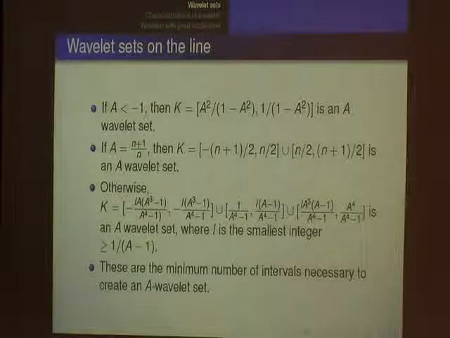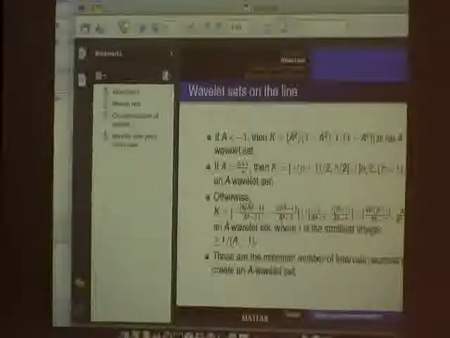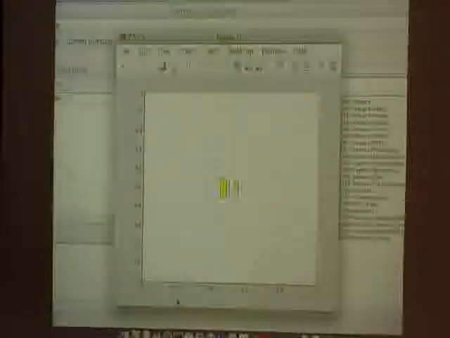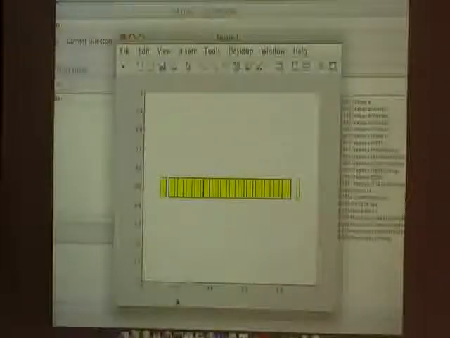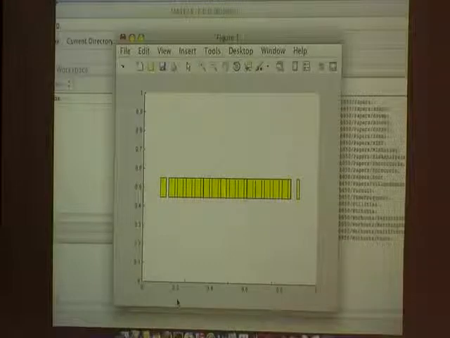And so I picked A equal to pi, and let's see if this works. I hope it does. This is what I'm doing on my own computer. I made a little movie of this set. So the start set was the wavelet set when A is equal to pi.